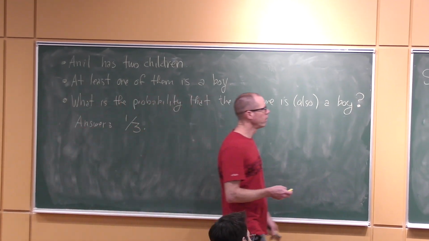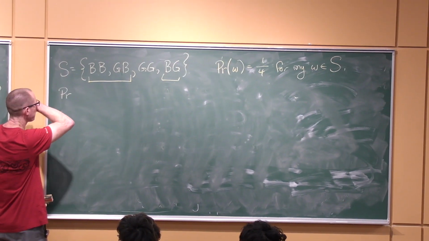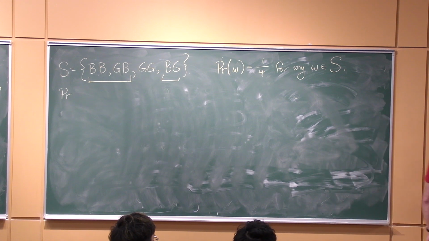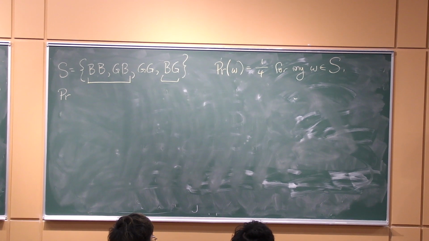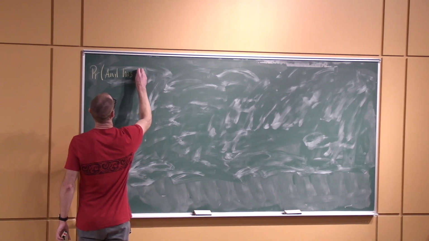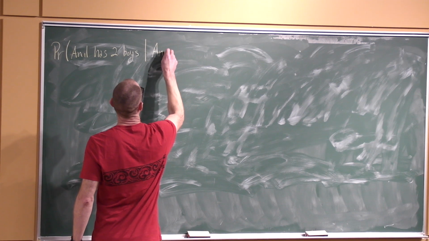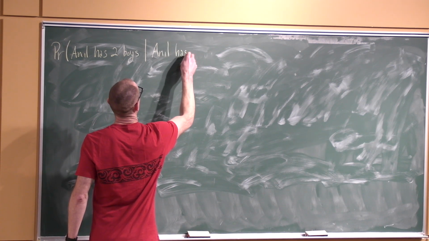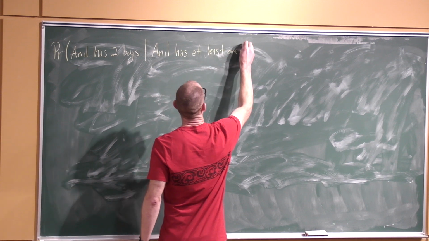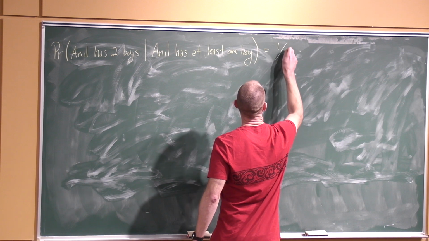So I'm going to write that here, and I'll write it over here just to save it for later. Probability that Anil has 2 boys, given that Anil has at least one boy, is equal to 1/3.